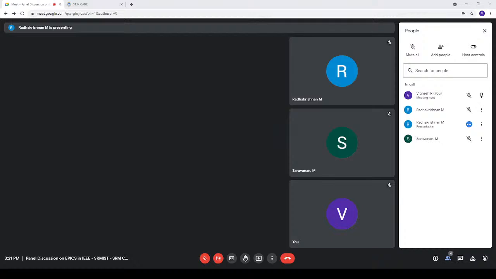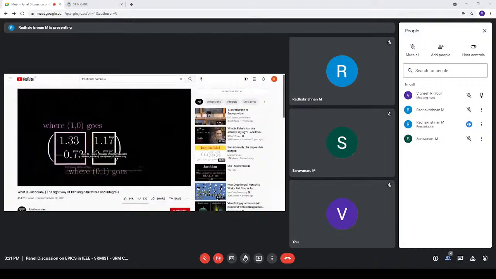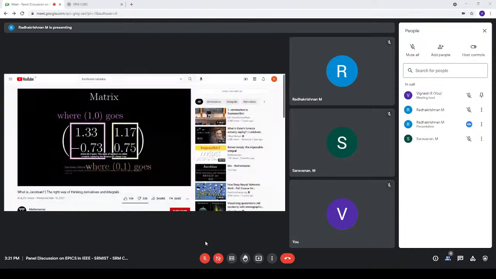1, 0 goes, and the second column represents where 0, 1 goes. This array of numbers is called a matrix, capturing the essence of a linear map.